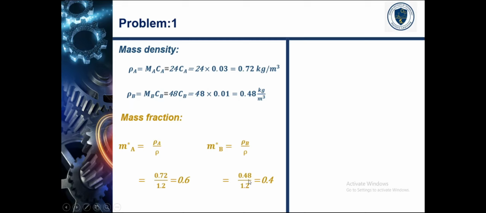Once again, check the summation rule. M star A plus m star B is always equal to 1. 0.6 plus 0.4 is 1. So you will get 1. If you get less than 1 or greater than 1, then the answer is incorrect.